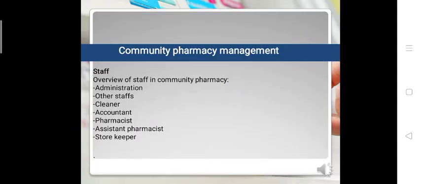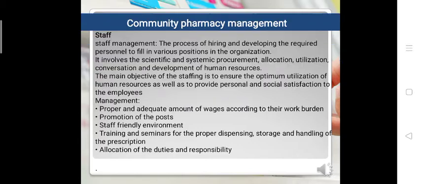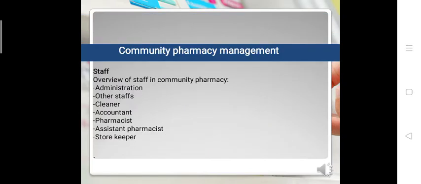Then who are the staff who are going to work in this community pharmacy? We have just talked generally, these points were general, but now let us talk about specifics. You have administrative staff, you have other staff, you have cleaner, you have accountant, you have pharmacist, assistant pharmacist and storekeeper. These are all the staff which together work under one head, that is community pharmacy. So what is the role of all these staff?